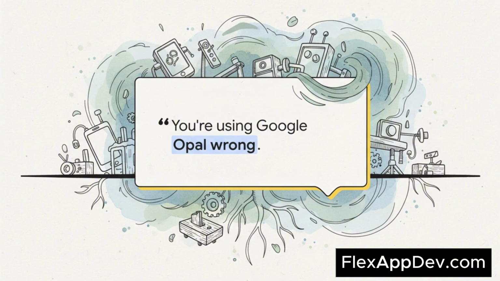Okay, so let's just start with a really bold statement from our source material. You're probably using Google Opal wrong. And you know what? It's probably true. Most of us build one cool little tool, we see it work, and then we just stop. We're leaving all of its real power completely on the table.